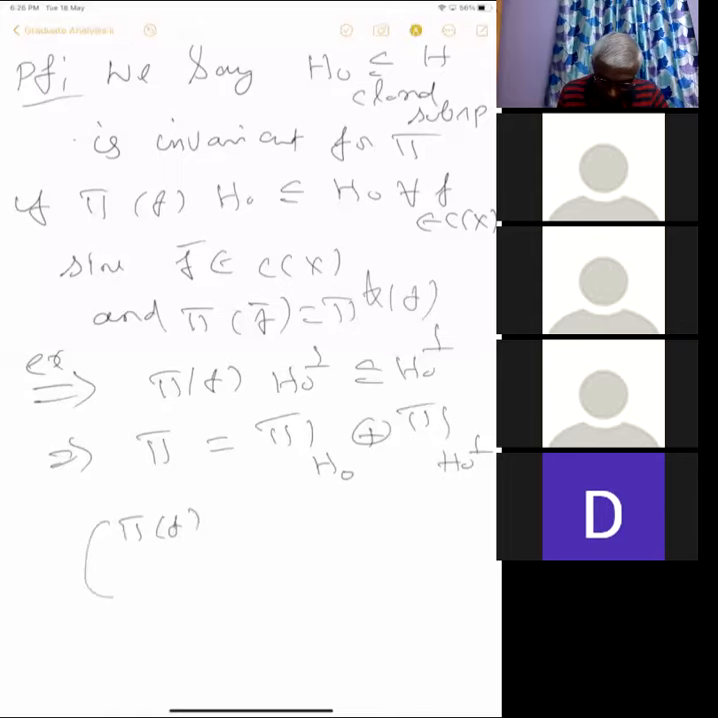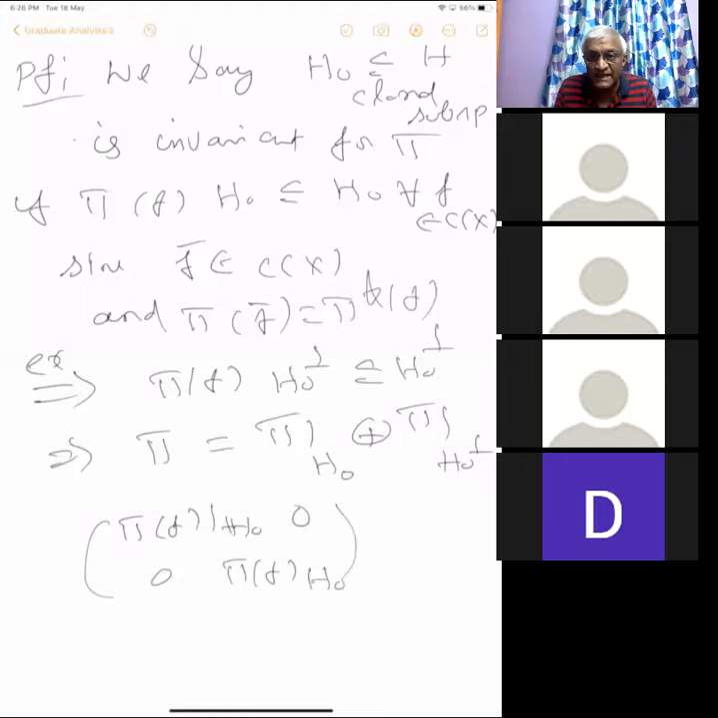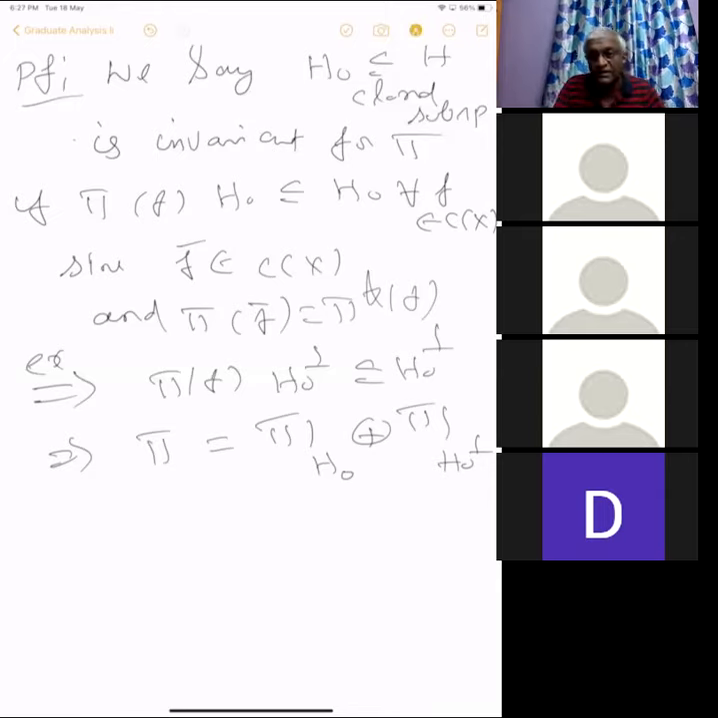If you write it as a matrix, it looks like this. Any operator on H can be written as a matrix like this, with respect to H naught and H naught perp. You can write it with 4 operators. Here the off diagonal elements are operators from H naught to H naught perp and H naught perp to H naught. These elements are 0. That's what it means. You can write it as a diagonal matrix like this. So we want to say the whole representation can be written as a diagonal matrix with respect to that infinite direct sum. That's what I want to say.